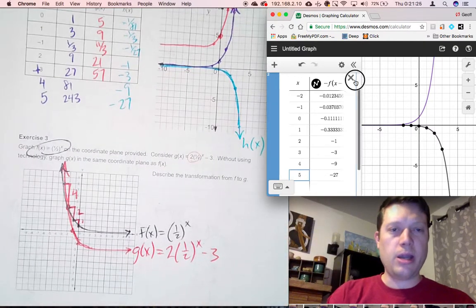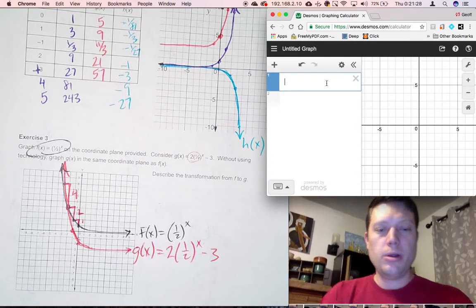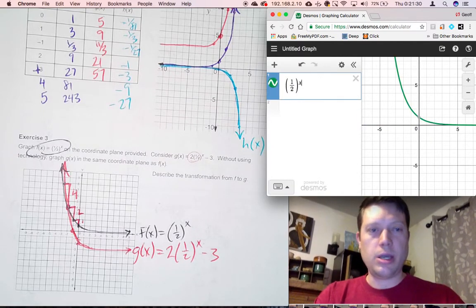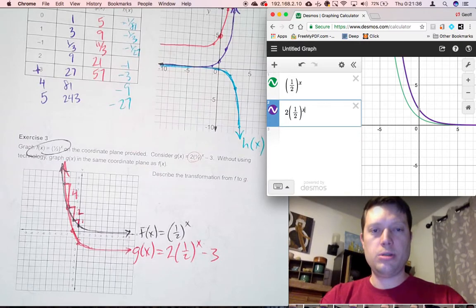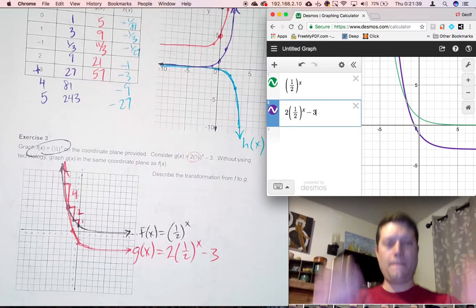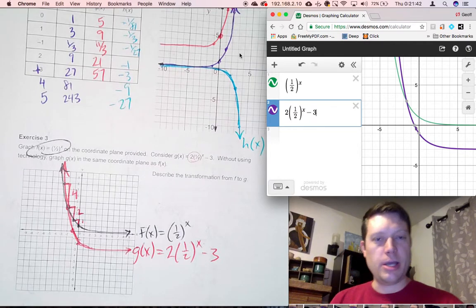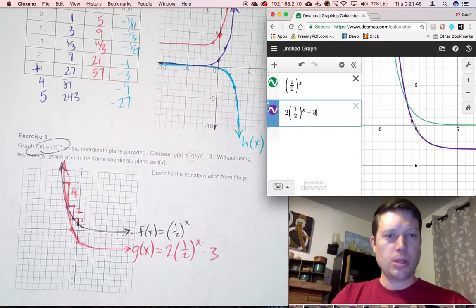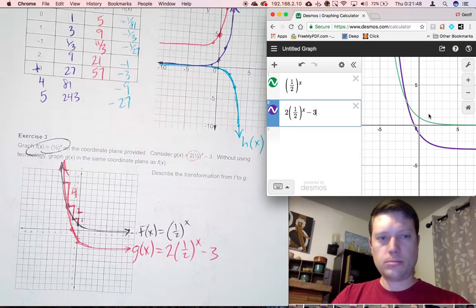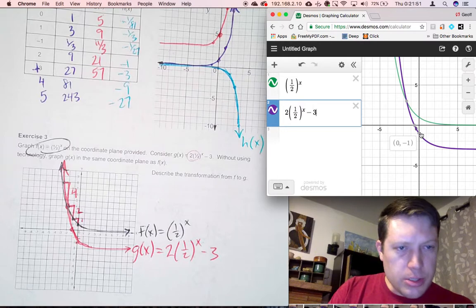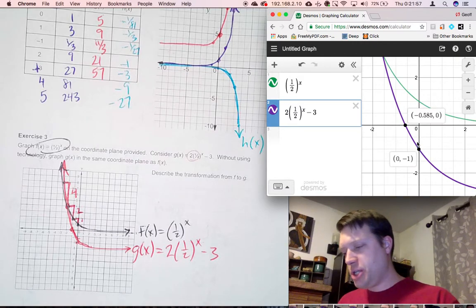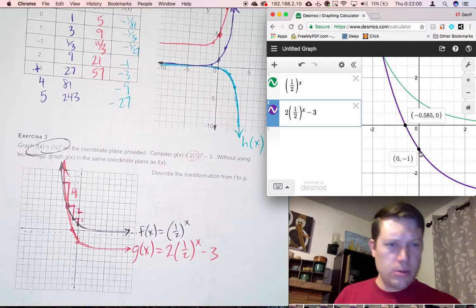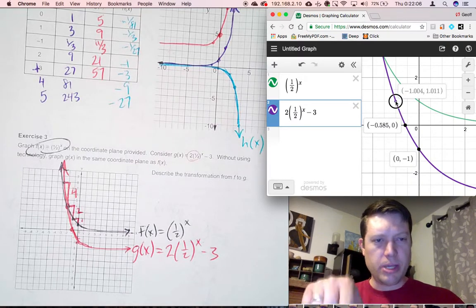Let's graph it. Let's see what we get. Get rid of you, get rid of you, get rid of you. Okay, 1/2 to the x. Cool. Now let's go 2 times 1/2 to the x minus 3. And you can see it's red on my graph, but, excuse me, purple and red, they line up. And to reiterate my point, this gap to this gap, we're not changing by a ton, but we're changing by enough. So to the left 1 space, but up 2 spaces.